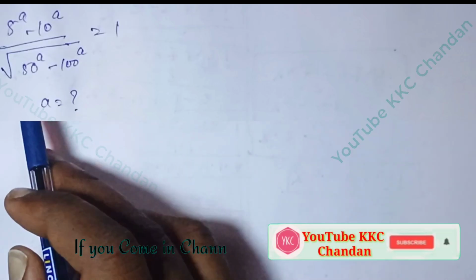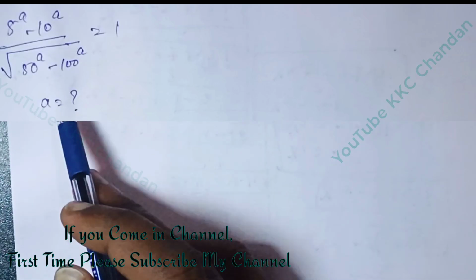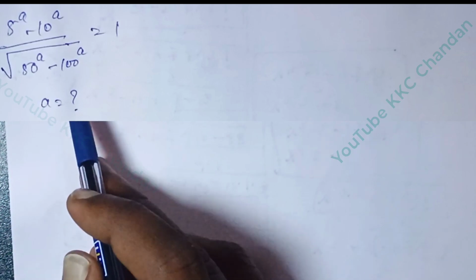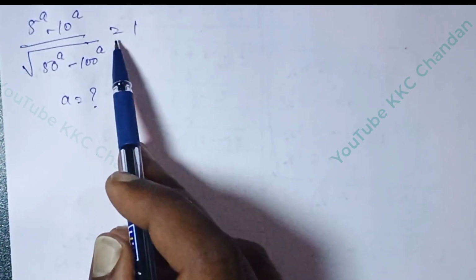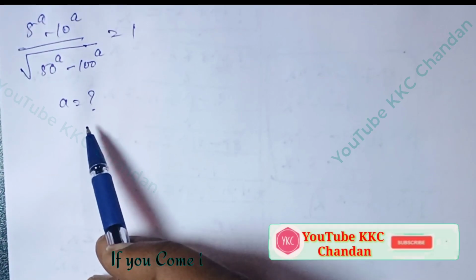Here a question is given. The question is: (5^a − 10^a) divided by √(50^a − 100^a) is equal to 1. What is the value of a? How to solve this problem?